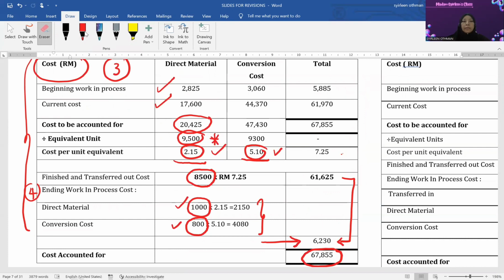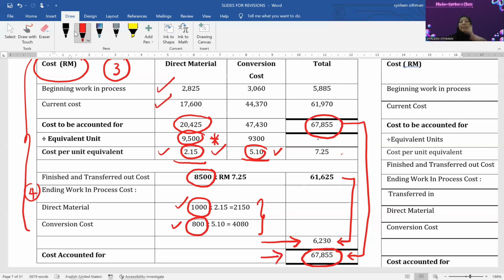alright, you have 67,855 for cost to be accounted for. Jumlah ini mestilah sama dengan jumlah di bawah. Okay, there are certain questions, jumlah tu akan lari sikit or will be slightly different sebab bila kita kira cost per equivalent unit, you tak dapat nilai yang tepat. Okay, so you need to round up the figures. So bila kita round out the figures in your cost per equivalent unit, you can see your cost for accounted for is slightly different lah.